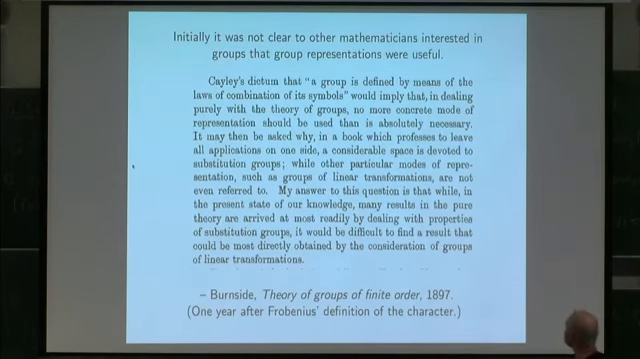But initially, people interested in groups weren't convinced that representation theory had anything interesting to say. This is an excerpt from Burnside's Theory of Groups of Finite Order. This is around the time that Frobenius defined character, and Burnside certainly knew about Frobenius's work. Later on, it would turn out that Burnside himself was a kind of early giant in representation theory, which you might be surprised by if you read this.